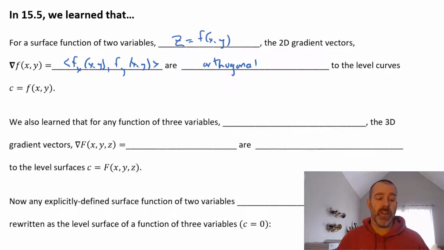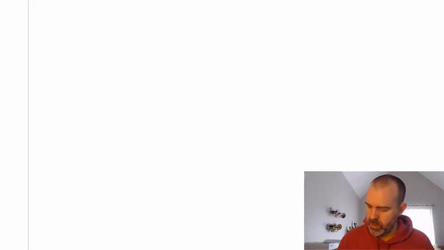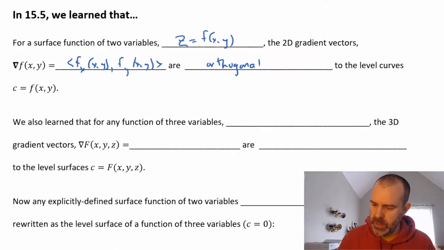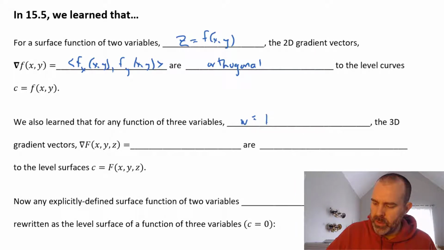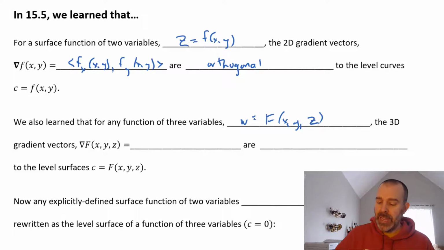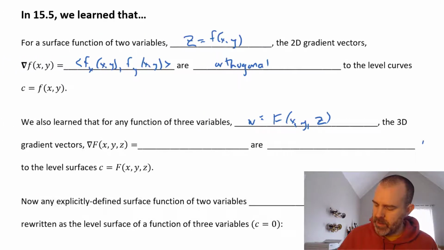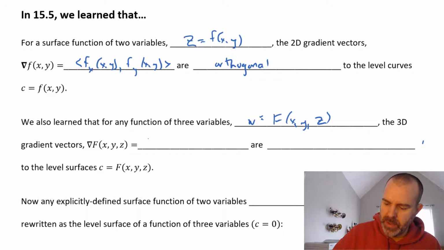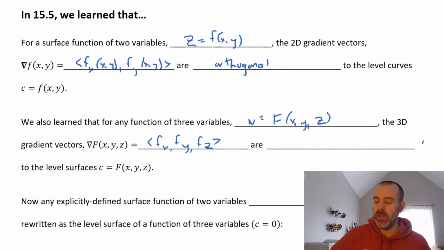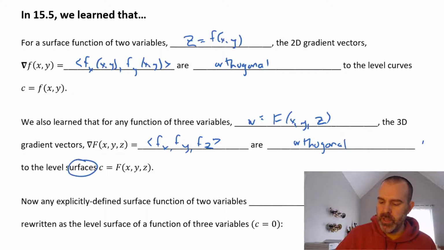We also learned that for any function of 3 variables, say w equals capital F of x, y, and z, the 3D gradient vectors, the 3 partial derivatives, are also orthogonal, and they are orthogonal to the level surfaces.